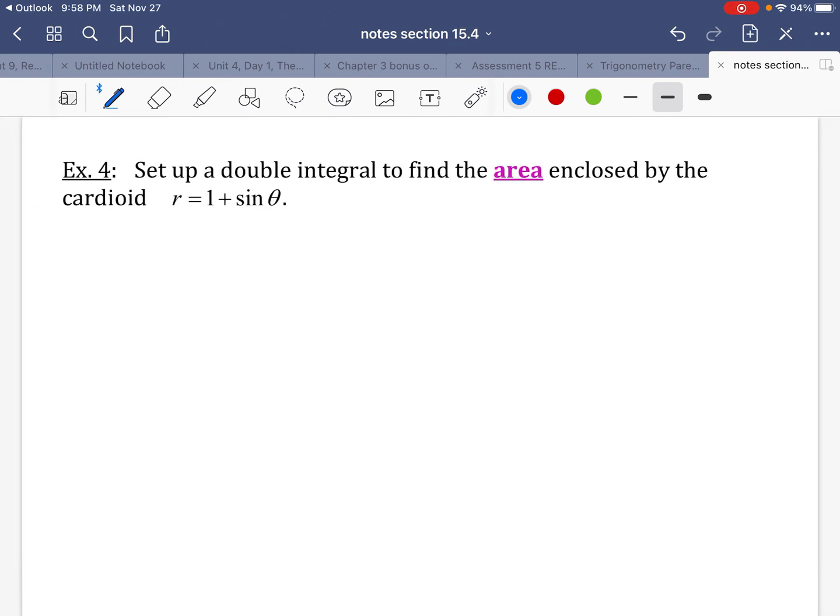Okay, so example 4: set up a double integral to find the area enclosed by this cardioid. If you graph that cardioid, it looks about like this. It goes around, has a little hump right there. And when you go all the way around, you're going from 0 to 2 pi, because 0 to 2 pi is going to take you all the way through it.